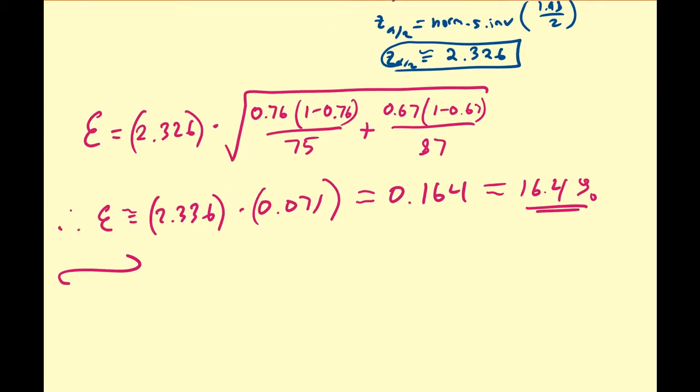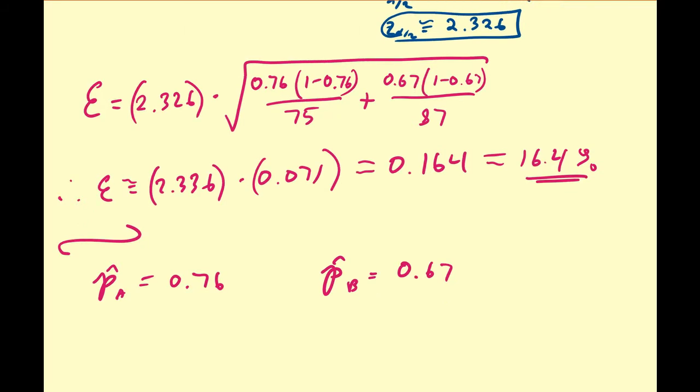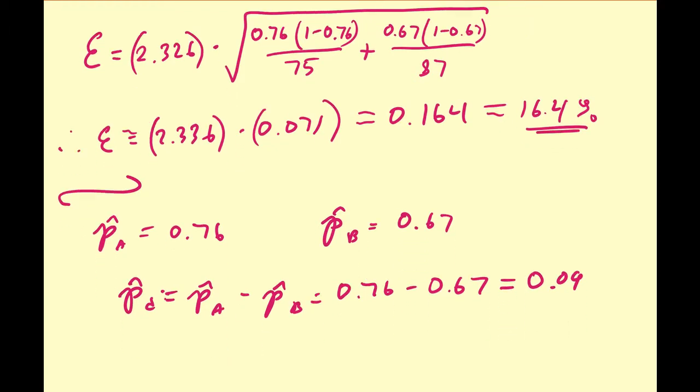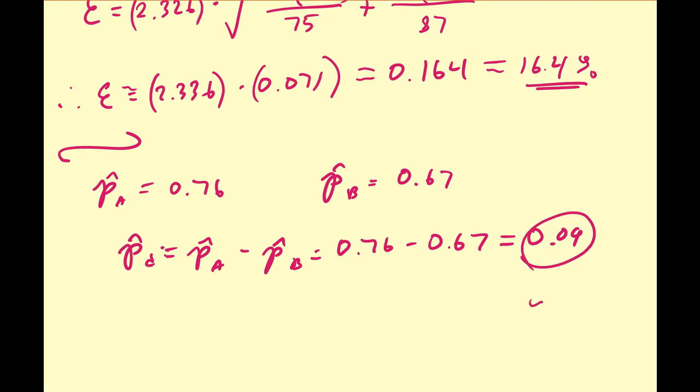Alright, so remember, p hat A was equal to 0.76 and p hat B was equal to 0.67. So if we define p hat D to be equal to p hat A minus p hat B, that's going to be equal to 0.76 minus 0.67, which is going to be equal to 0.09. So this is going to be our point estimate for pi D.